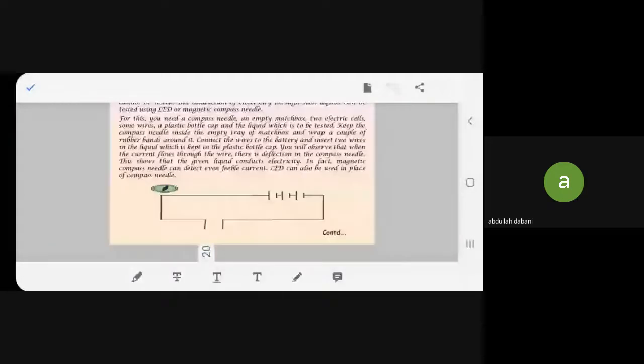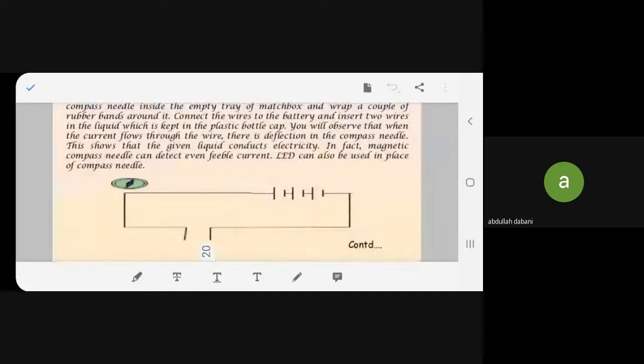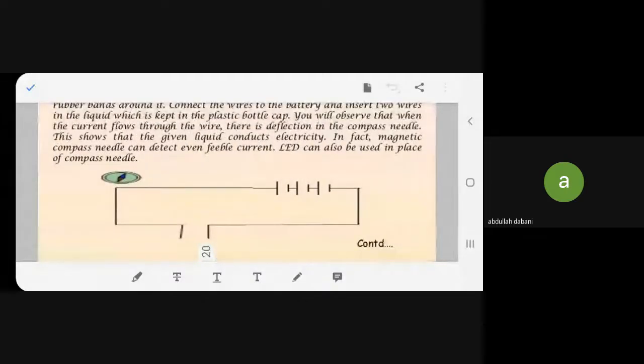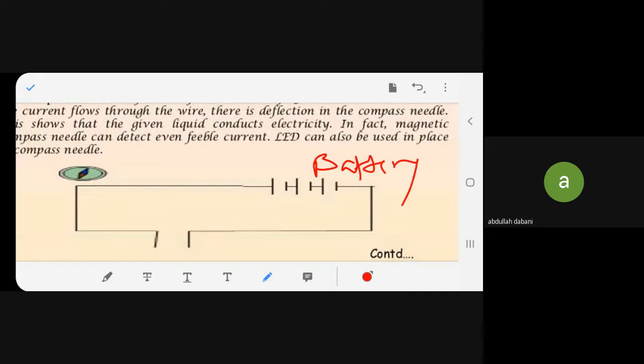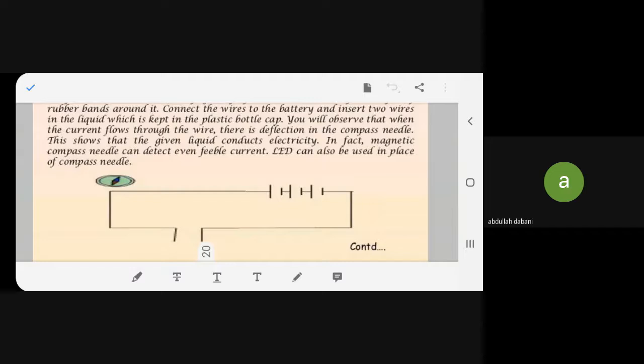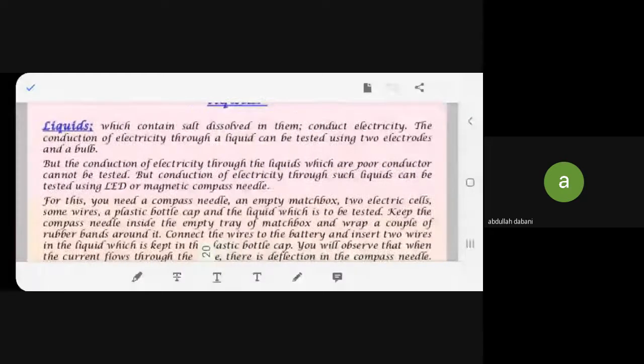Right? Here, you can see over here, this is a circuit. Can you see the circuit better? Hello? Can you see the circuit? This is the battery. This is the needle, compass needle. This is the mains, that is the switch, right? And the circuit is complete. Can anyone explain?